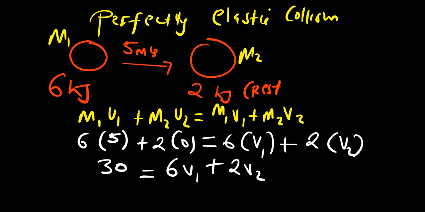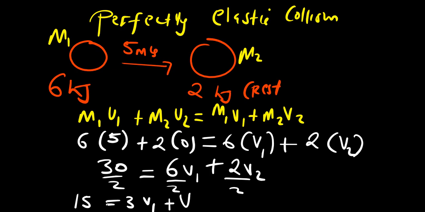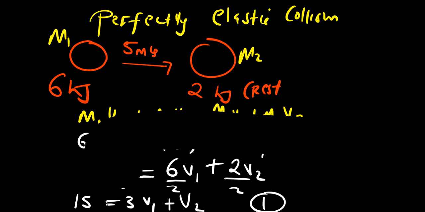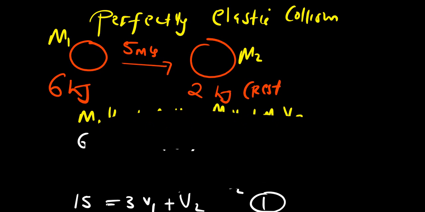Now that I've got this, allow me to divide by 2 throughout, just to simplify our equation. Now if I divide by 3, I'm going to have 15 is equals to 3v1 plus v2. So let's say this one is our equation 1. So we found the momentum. That is the equation that gives us the momentum for these two objects.